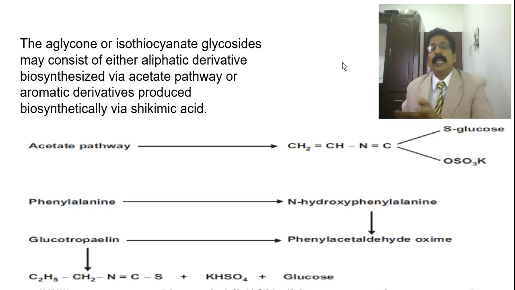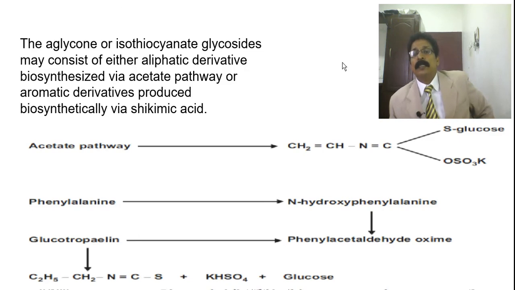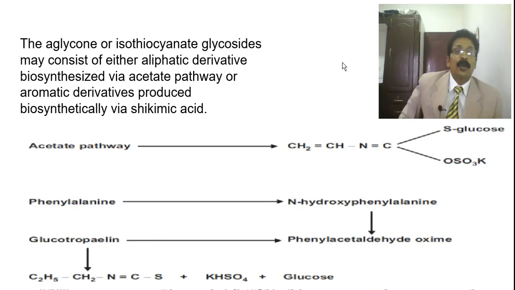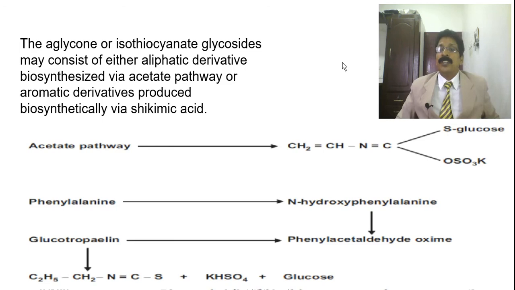So the acetate pathway can give rise to CH2=CH, N=C, with one sulfur with glucose, and OSO3K. And phenylalanine can also convert into N-hydroxy phenylalanine, and it can be converted into phenylacetaldehyde oxime, which can give rise to glucotropaeolin. And that is C2H5, CH2, N=C=S, and you are getting that isothiocyanate molecule, which can even combine with a glucose molecule in a linkage, and so you will get a glycoside.